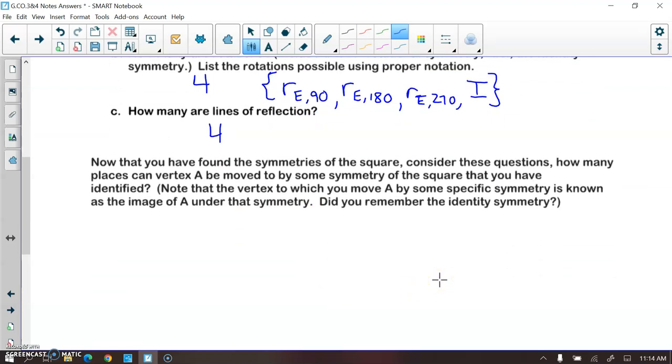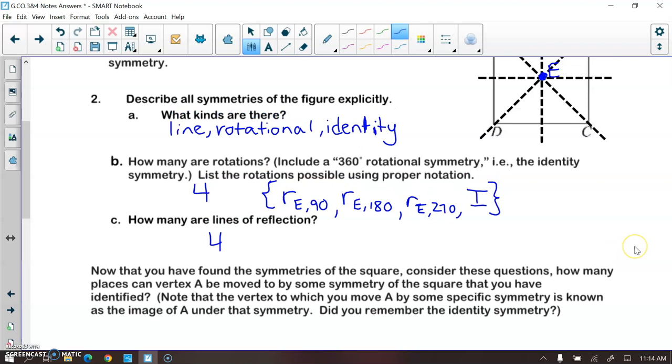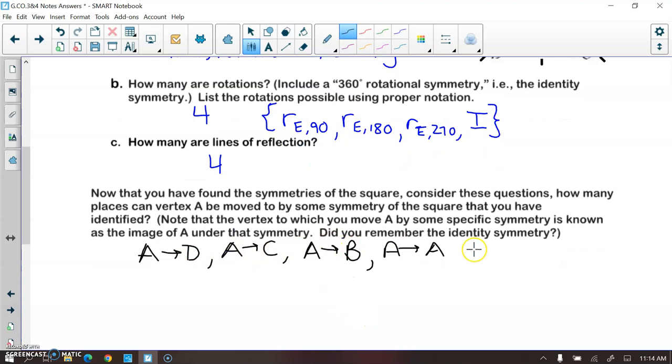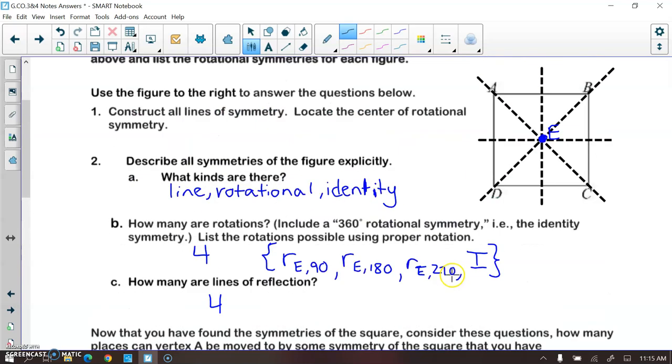And then it says, now that we have found the symmetries of the square, consider these questions. How many places can vertex A be moved to by some symmetry of the square that you have identified? So basically what this means is that if I rotate point A to point D, your figure would look identical to what it looks like now. If I rotate point A all the way to point C, your figure would still look identical. If I rotate point A all the way to point B, your figure would look identical. And if I rotate point A all the way to itself, your figure would look identical. So how many places can vertex A be moved? It can be moved 4 different places, and your figure would look identical to what it does now.